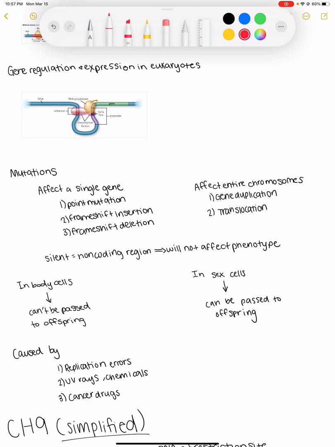For the mutations that affect entire chromosomes, we talked about gene duplication, which is this idea of unequal crossing over, and translocation, which is when gene segments of one chromosome exchange with gene segments of a completely different chromosome. These are going to affect the entire chromosome and will likely lead to massive changes in phenotype.